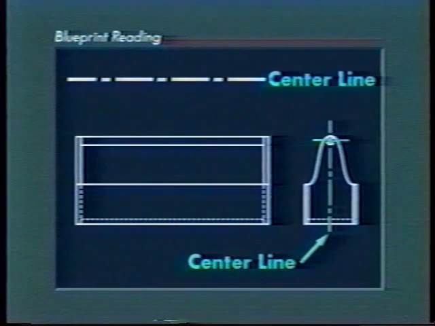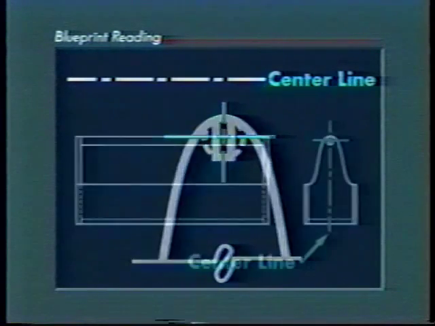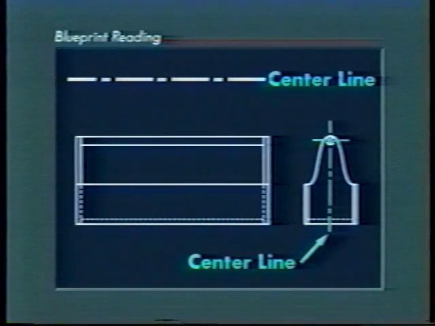Center lines show where the exact center of an object is located. A center line consists of a long line with a short dash and another long line. A single center line marks the location of a line. Two 90-degree intersecting center lines mark the location of a point, such as the center of the handle of a toolbox. On a print, center lines look like this.